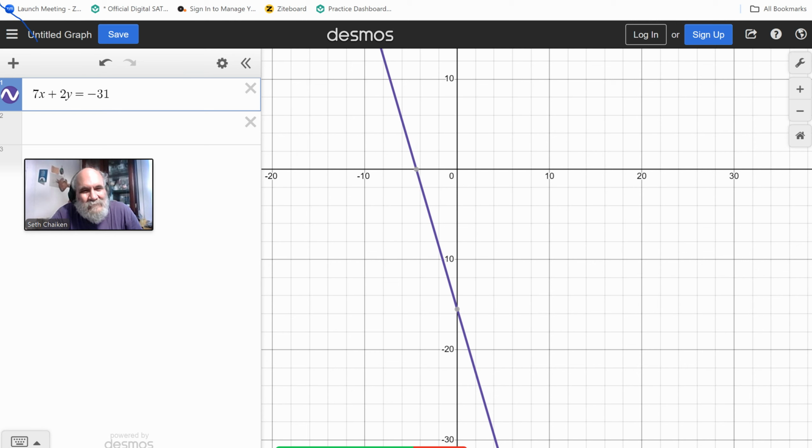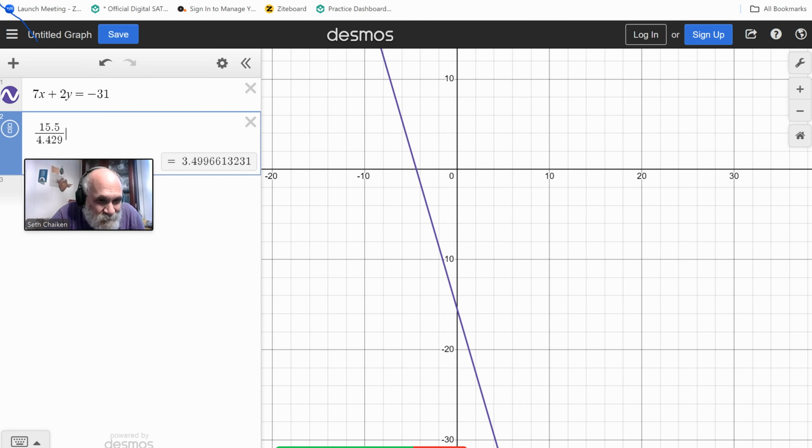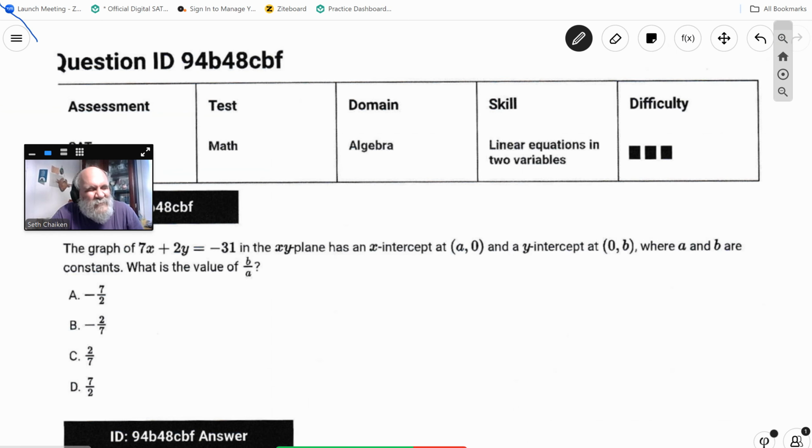Actually, we could type it in here. And the answer is going to be positive because there are two negatives. Okay, so we just have to remember that. The answer is going to be positive. 15.5 divided by 4.429 is equal to 3.5. So the answer is 3.5, which is D.